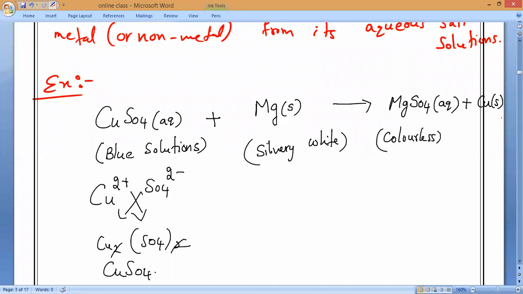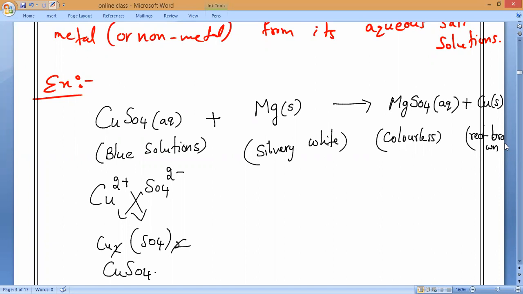And what is the color of copper? I told you, whenever copper comes, it is reddish brown color. That is what you have to remember. Is it okay, guys? Yes or no? Now, if a displacement reaction takes place, how can I identify it, sir? Any tricks are there? Yes, we have some tricks.